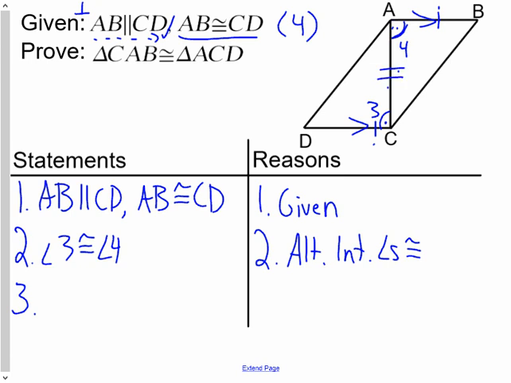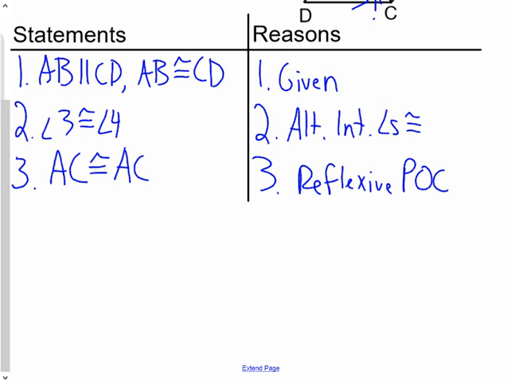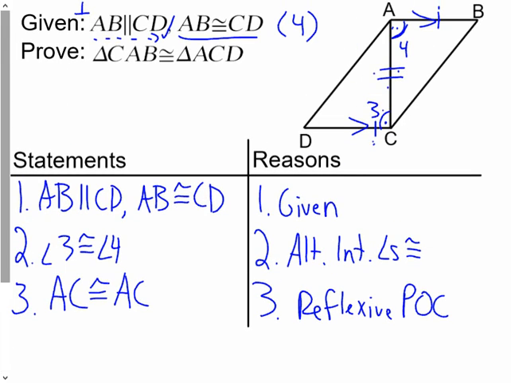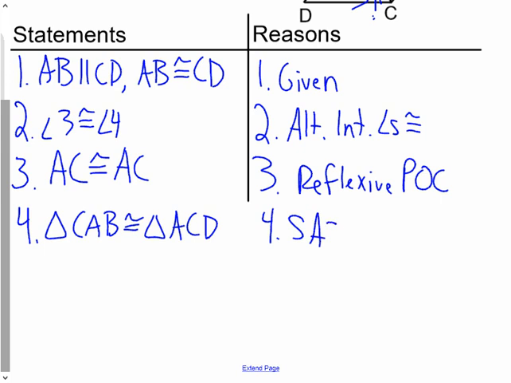This side here is shared, right? That one's reflexive. It's shared, so AC is congruent to itself. And I already gave up the reason, that is reflexive. We had a lot of practice with that in the side, side, side lesson. And now I have side, angle, side, right? You've got to follow the same pattern both ways. So with that, we've got triangle CAB and ACD congruent. That wraps up proof number 2. And SAS is our theme for this lesson until we get to HL.